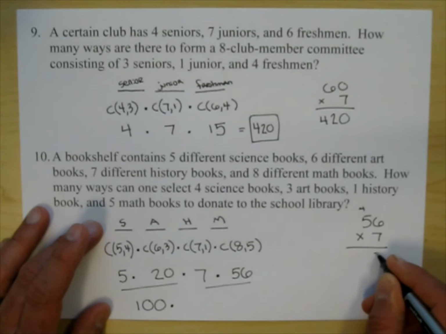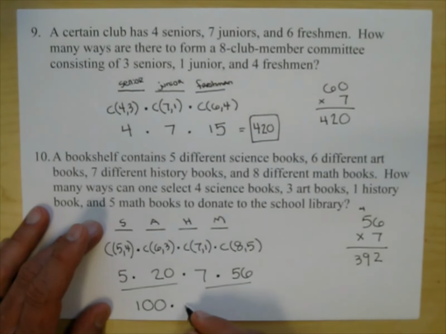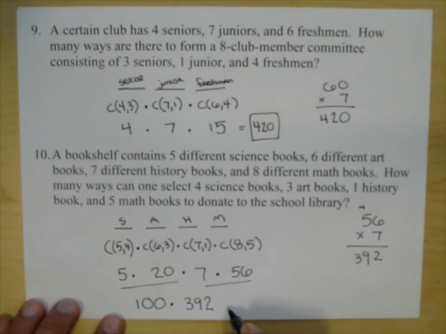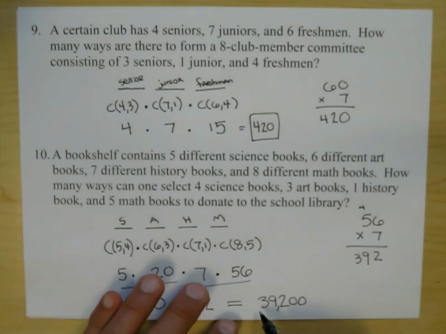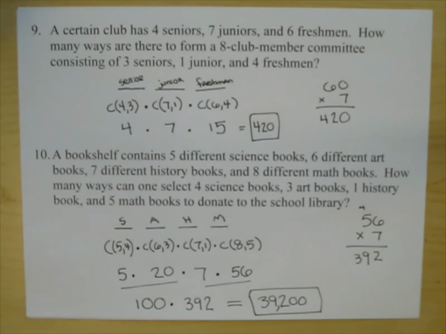See, 42, carry the 4, 35, 39. So this is 392. So I go 392 times 100 is 392 with 2 zeros. That's how you multiply something by 100. So I'll put the comma there. 39,200 ways that this can be done. So we have that there. That is problem number 10.